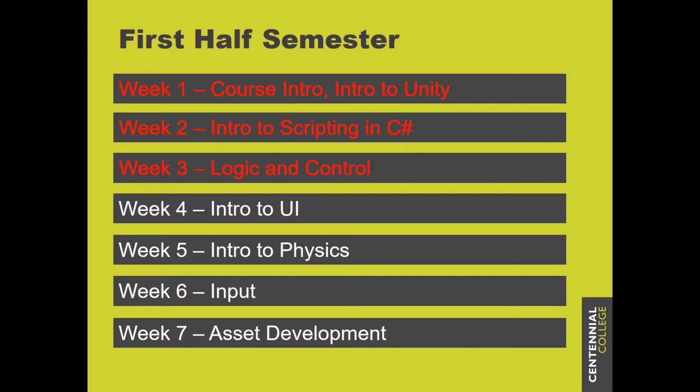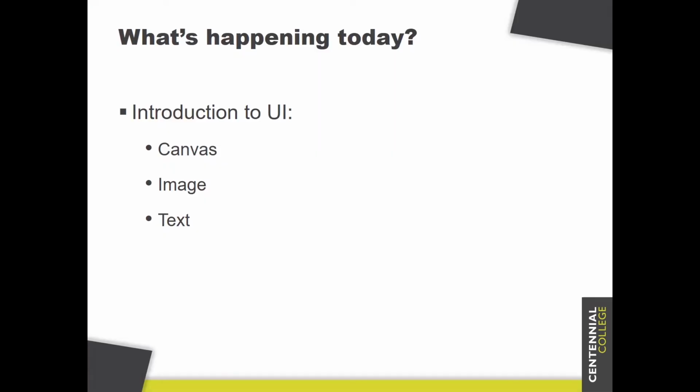Today we're going to take a little break and we're going to move into the idea of UI. So we're going to do an introduction to the UI assets available inside of Unity. Now I'm going to break this into 2 different videos because there's a lot here. We're going to talk today about the idea of the canvas, the image, and the text assets. All right, let's get started.